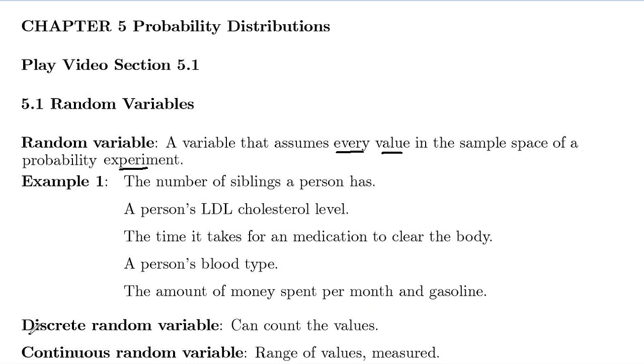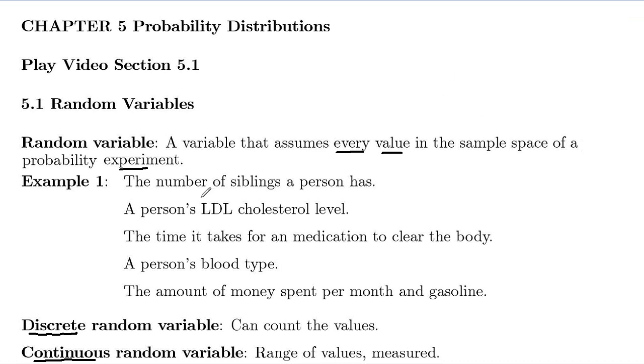So a discrete random variable, we know what a discrete variable is. Well, discrete random variable, same thing. You can count the values of the random variable. And then a continuous random variable is a random variable whose values are a range. They cover every range, and this is usually something that is measured. So if you've got measured values, they're usually continuous.